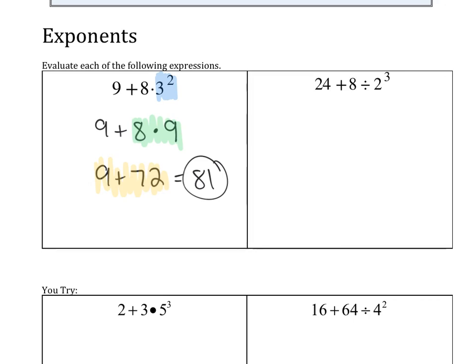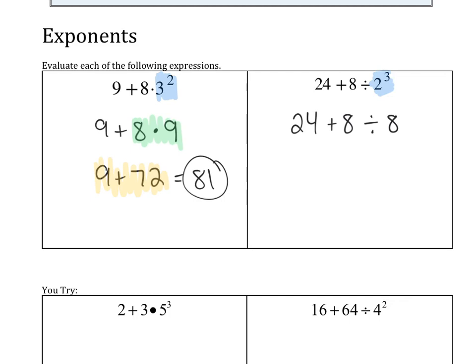In the next one, there are no sets of parentheses, so we don't have to worry about that, but there are exponents. So we're going to do the exponent first. 2 to the third power, remember, means 2 times 2 times 2. So we have 24 plus 8, and we're going to divide by 8. 2 to the third power is 8.